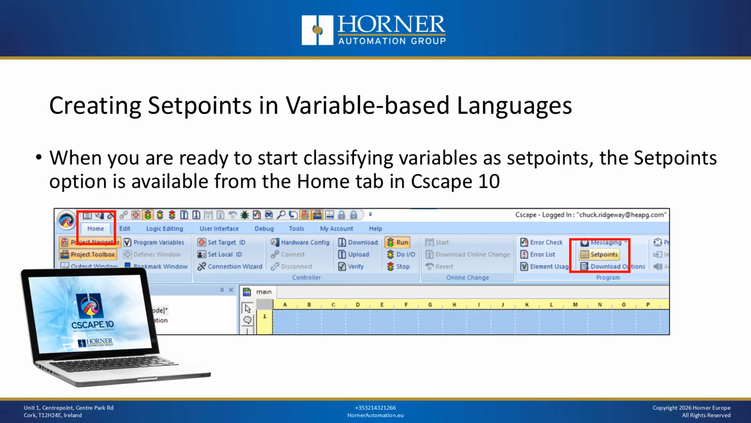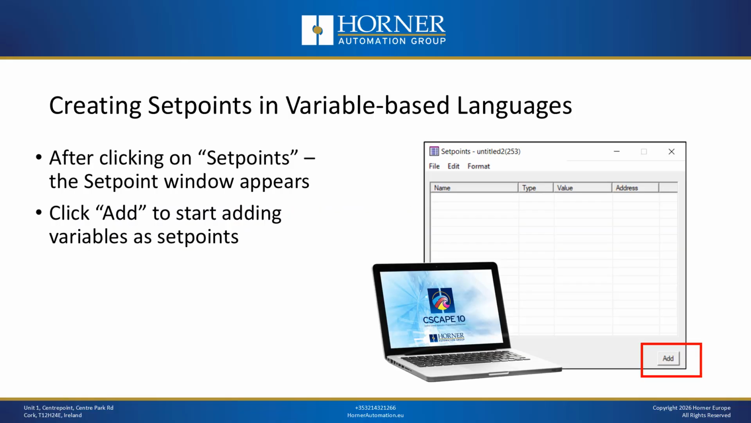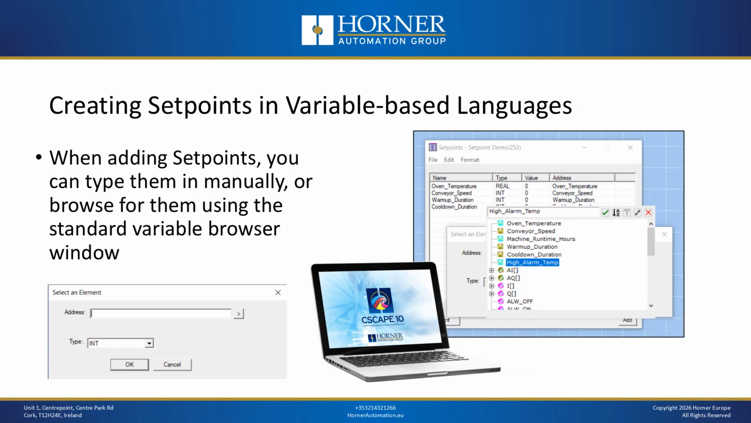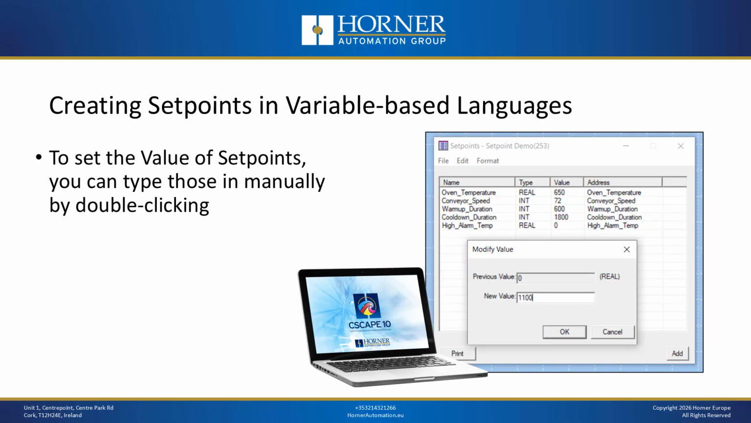When you are ready to start classifying variables as set points, simply navigate to the Set Points menu in the Home tab in CScape 10. In this menu, click the Add button to start adding variables as set points. When adding set points, you can type them in manually or browse for them using the standard variable browser window. Once your variables have been added, we then have to set their set point values. We can assign these manually by double-clicking on the variable.